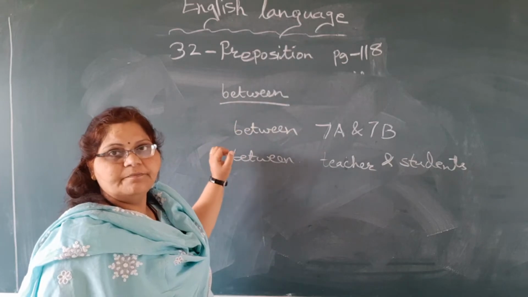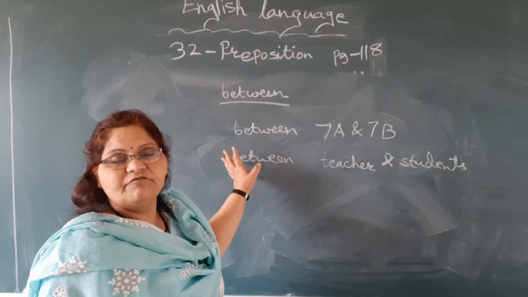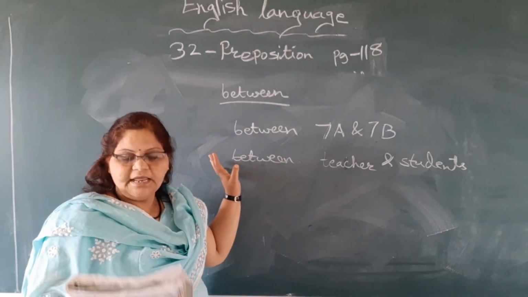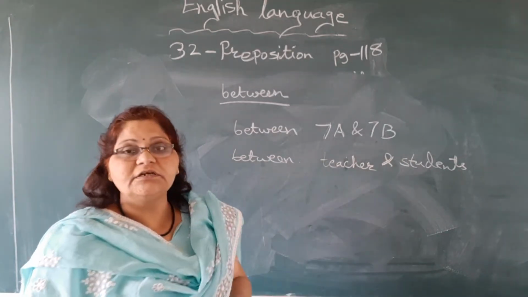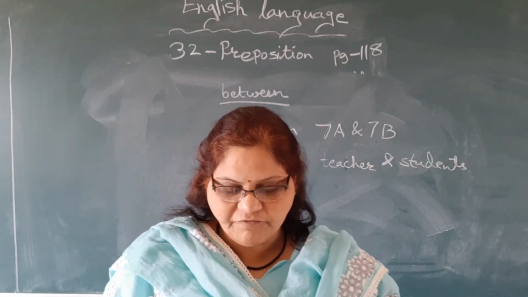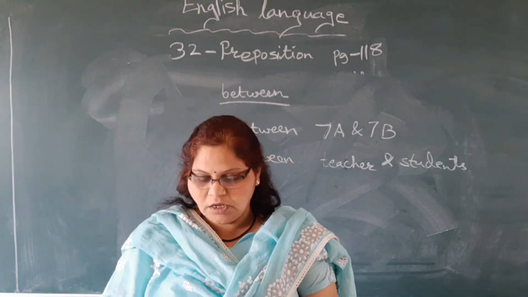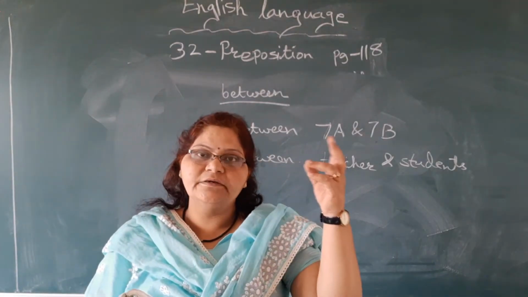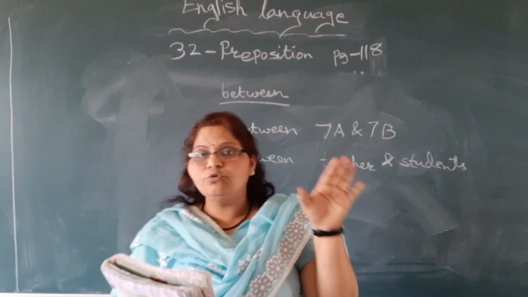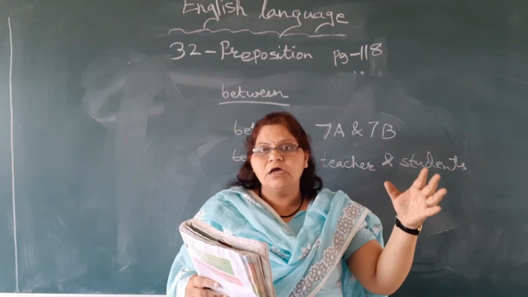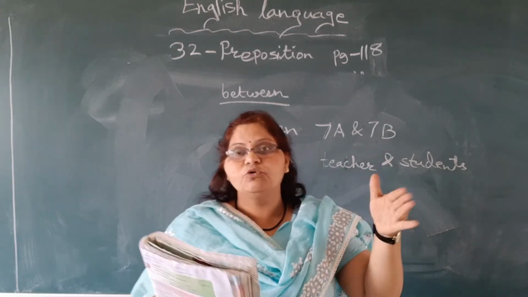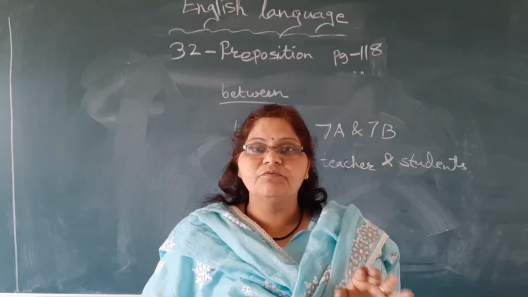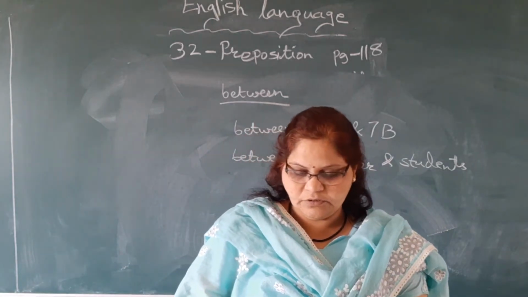From these three examples, I hope you have understood where we have to use between. Okay. Next, the next preposition is among. We use among when we talk about something or a person in between more than two. If we are talking about people, that is among more than two people, there we use the word among.